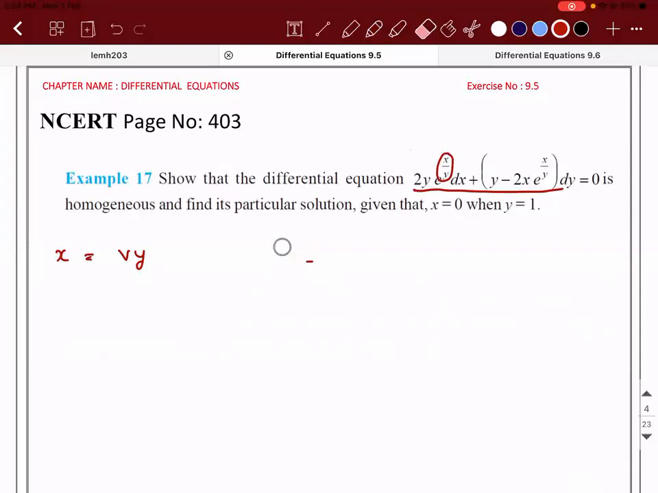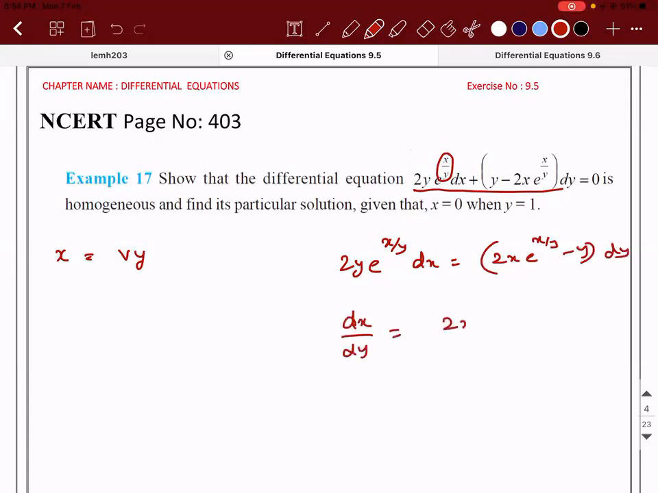So what I'm trying to say is, first rearrange the question. Instead of making it as dy by dx, make it as dx by dy. So 2y into e power x by y into dx is equal to 2x into e power x by y minus y into dy. So dx by dy is equal to 2x into e power x by y minus y divided by 2y into e power x by y.